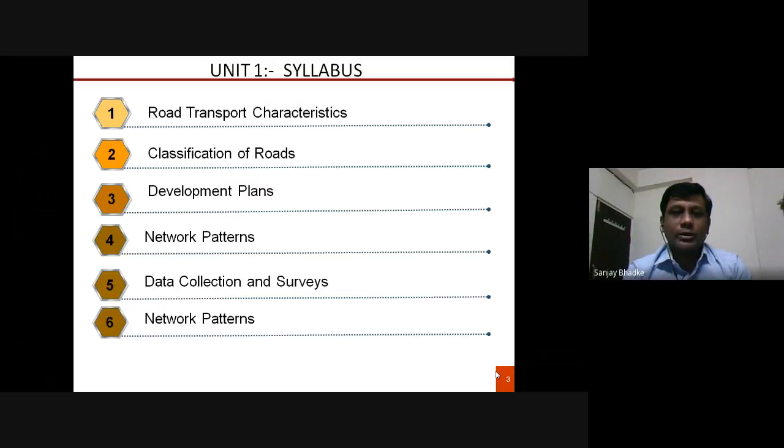So today we are going to discuss our syllabus, which includes road transport characteristics, classification of roads, and various development plans. What is the network pattern of transport, how we can collect the data, and how we can carry out the various surveys related to transportation engineering. Today we are also going to discuss various network patterns.